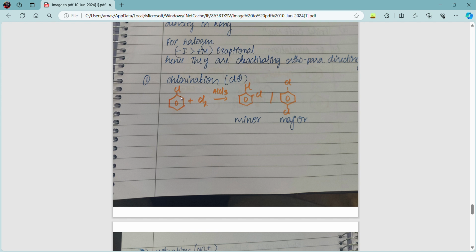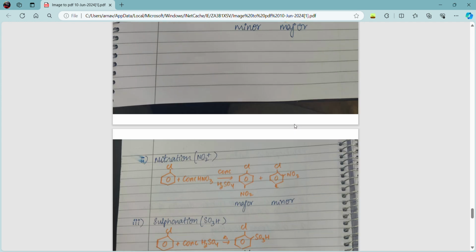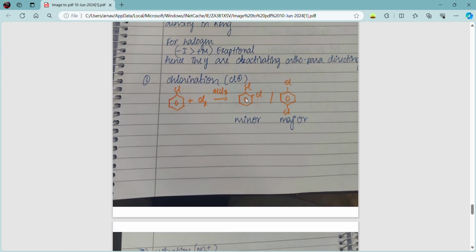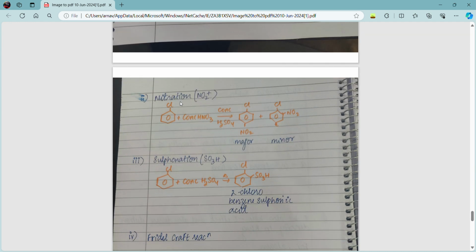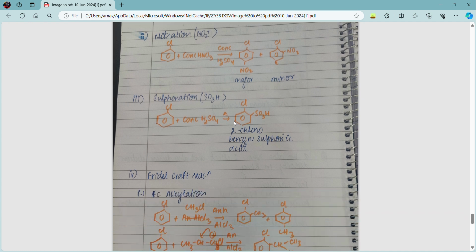For example, chlorine with Cl2 and AlCl3 is again electrophilic substitution. This is a minor product due to electron repulsion between the two chlorines, and this is the major product. This is nitration, with concentrated HNO3 and concentrated H2SO4, very important. You get major and minor products again. This is sulfonation, with concentrated H2SO4, you get SO3H. Don't write SO2 here. This is 2-chlorobenzene sulfonic acid.